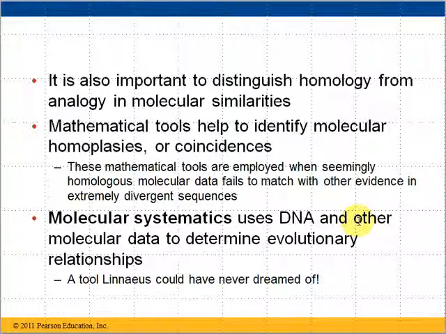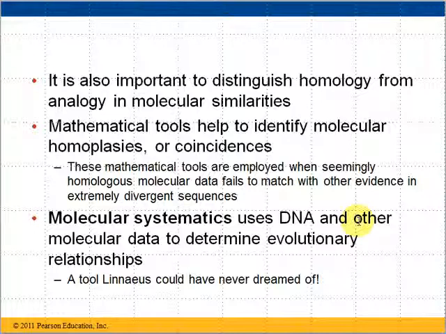So this is called molecular systematics. Molecular systematics uses DNA and other molecular data to determine evolutionary relationships. And I think back again, I always do this when I'm talking about historical figures in science, and I wonder how much it would blow their mind to have the tools of today back in their time. I can't imagine what Linnaeus would think if we were able to describe to him and show him the tools that we have today to do classification in a way that he never would have dreamed of.